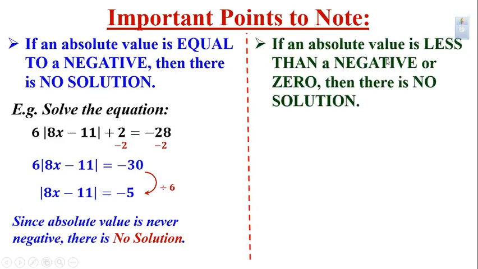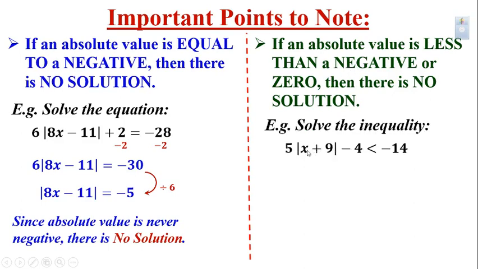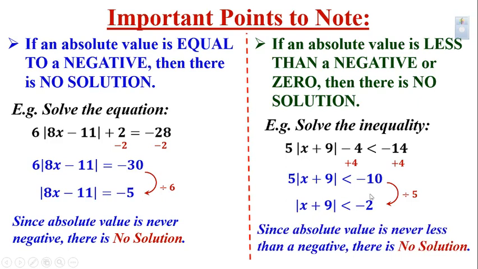Also, if an absolute value is less than a negative or less than 0, then there's no solution. So if I have an absolute value inequality here, I isolate the absolute value, add 4 to both sides, and divide by 5. I get absolute value of x plus 9 is less than -2. Absolute values are never less than negatives. Absolute values are only positive or 0. So there's no solution to this inequality. This one does not work.